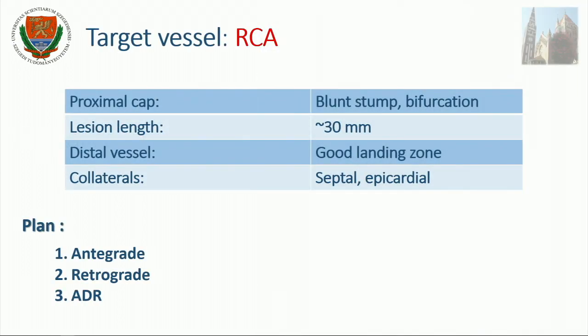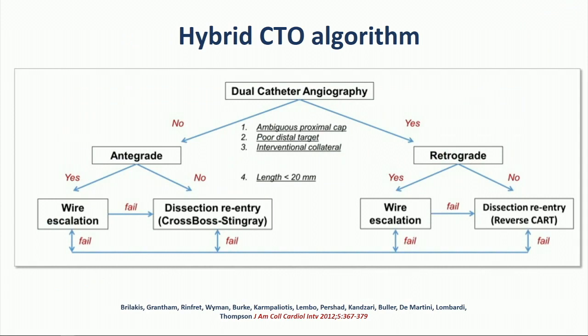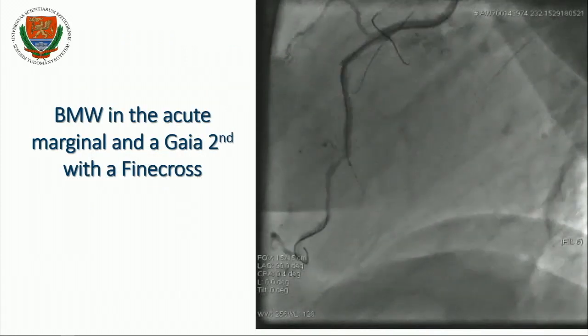So just to summarize again, the proximal cap was blunt. The lesion length was approximately 30 millimeters. We had a nice landing zone and nice septal and epicardial collaterals. Based on this, we decided to first go with the antegrade crossing strategy, and if it's not successful, switch to retrograde, and after that ADR. We follow the hybrid CTO algorithm in our cath lab mainly.